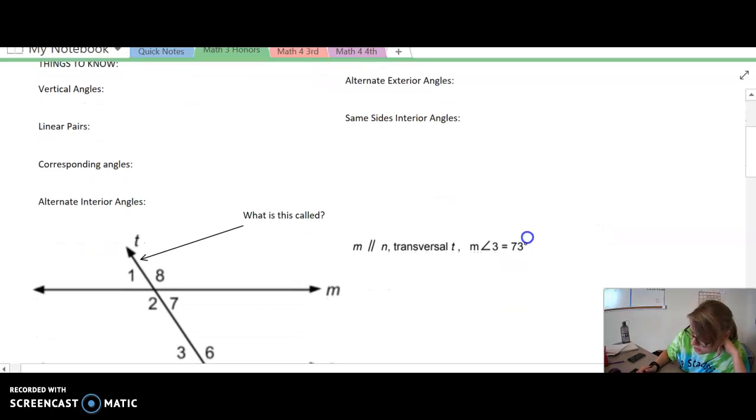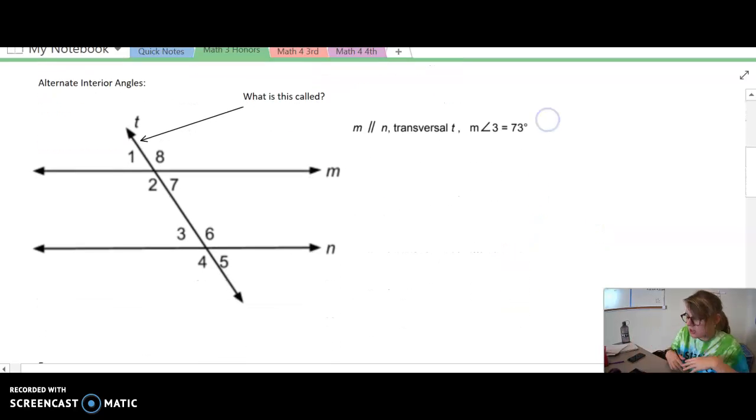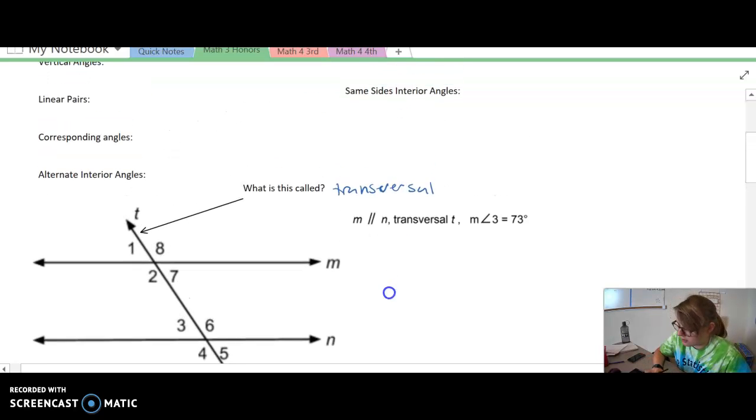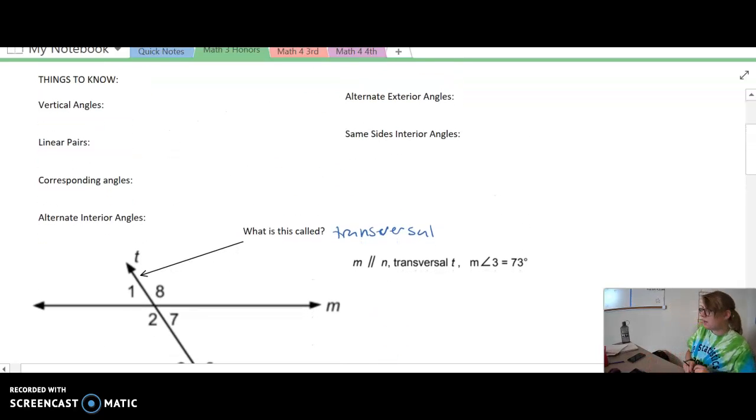We got that through. So let's look at this image. We have two parallel lines and it's cut by a transversal. This is called a transversal. And we're going to be referencing back to this picture a lot. Things that we need to know in order to get on with the rest of the unit are these 6 things.